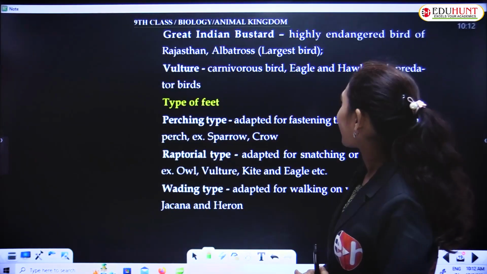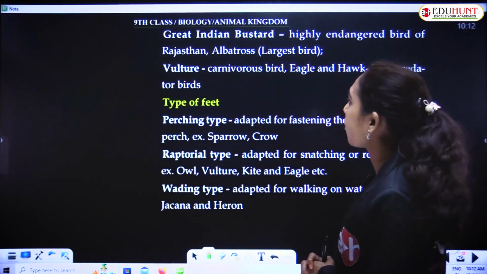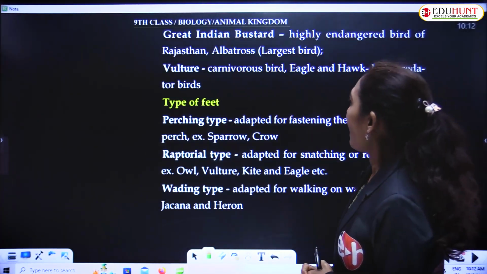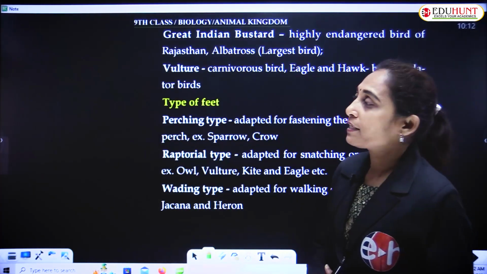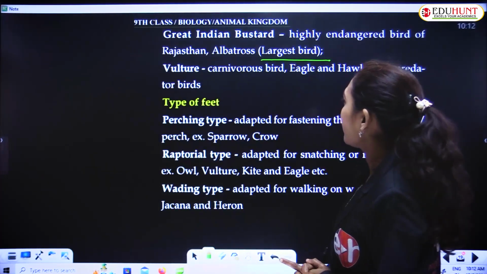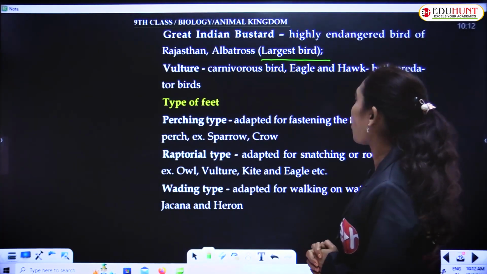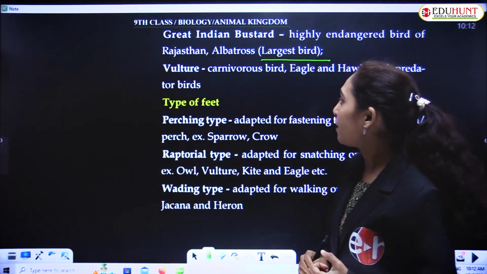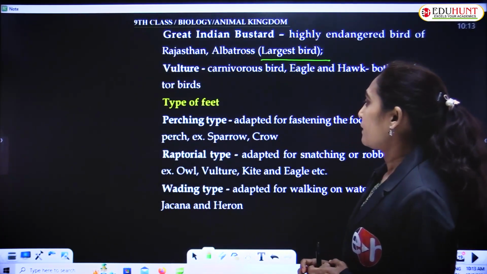And the Great Indian Bustard is a highly endangered bird of Rajasthan. Albatross is the largest bird. And the vulture is a carnivorous bird. Eagle and hawk are both predator birds. And now, the types of feet.